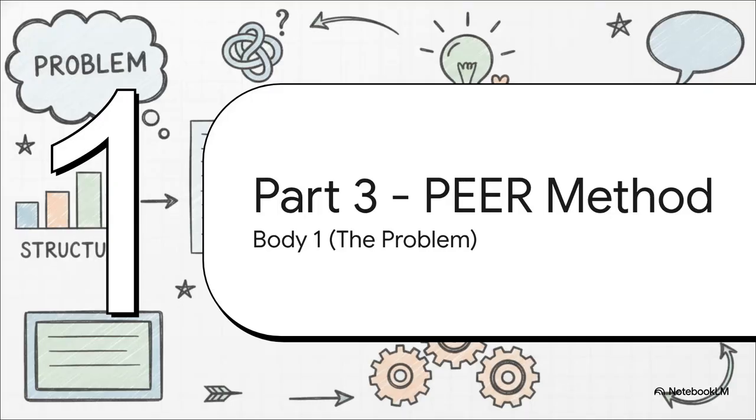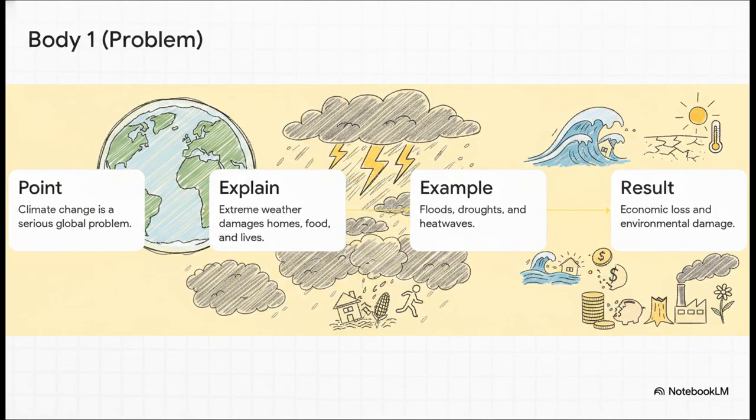Moving on to Part 3, the peer explanation. Here, we're deconstructing Body 1, which focuses on the problem. This framework, point, explain, example, result, is basically the simple mechanical secret to unlocking a flawless first body paragraph. Let's break down Body 1 step by step.